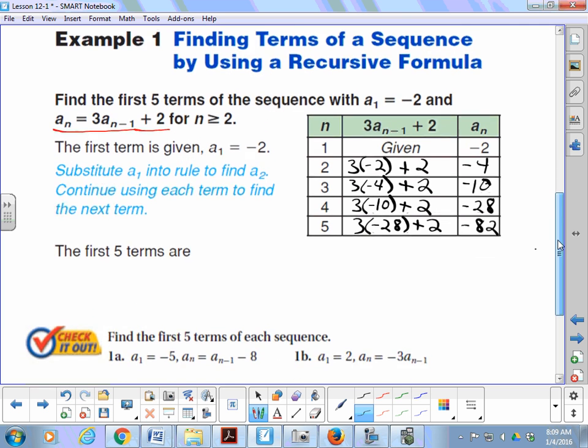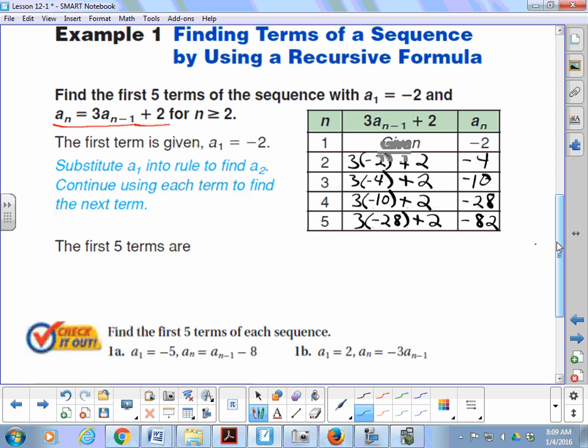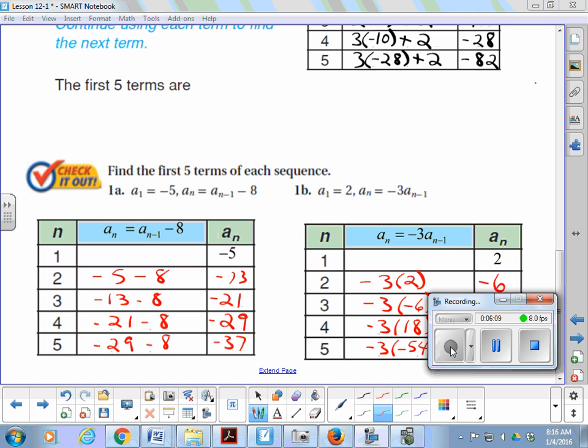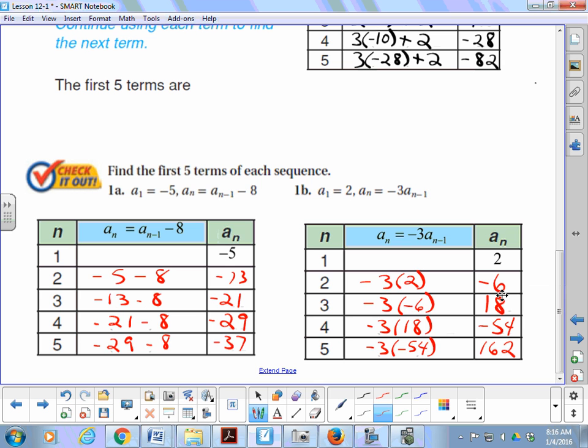So one of the things to remember is that if it says find the first 5 terms of the sequence, they've already given me the first one. So I only need to find 4 more. Okay. So this is recursive formulas when we have a sub n minus 1.